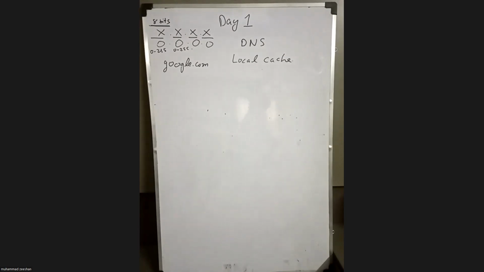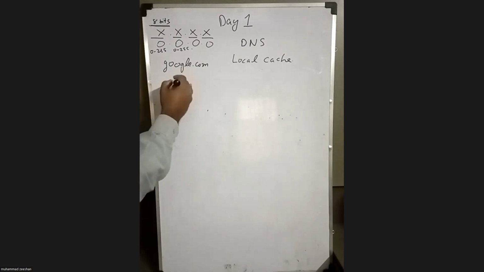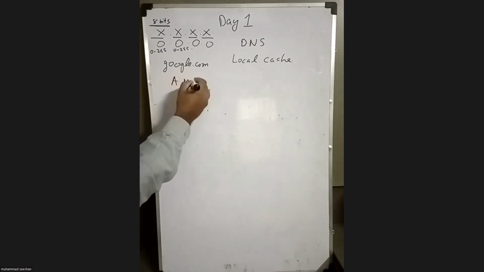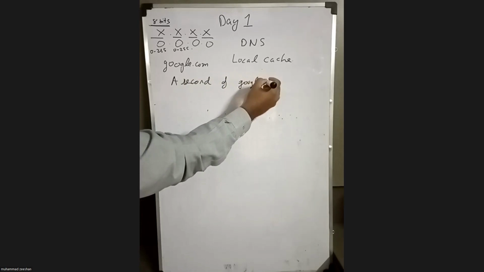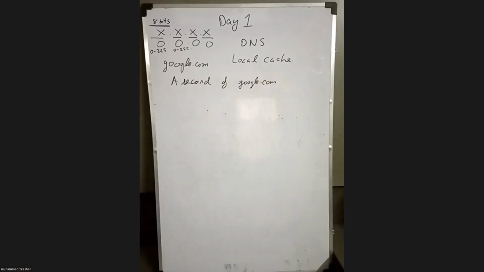If any activity is done recently, it stores it in a temporary memory that's called a cache. So it says to the local cache, a local DNS, "Hey, I want to go to google.com. What's the IP address, or what is the A record of google.com? What's the A record?"